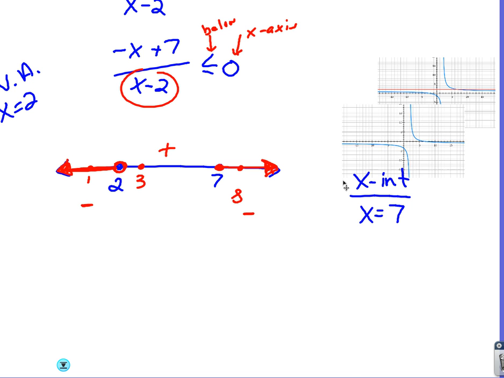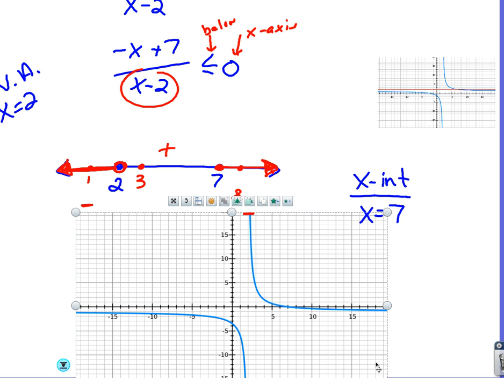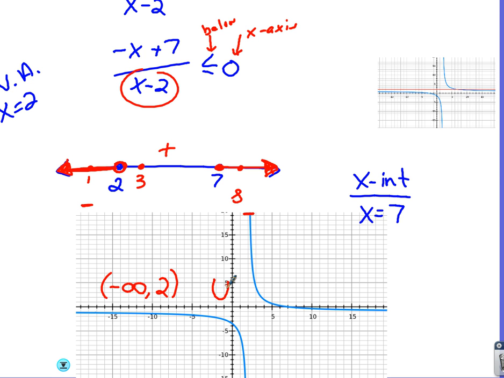And the graph backs it up. Where is my graph less than or equal to 0? There's the graph. Here it's less than 0. Here it's above 0, which was from here to here. And then at 7, it crossed and went below 0. So my graph is below 0 from negative infinity up to 2, not including 2. 2 is a vertical asymptote. Or my graph is below from 7 up to positive infinity. That's what your answer would look like.